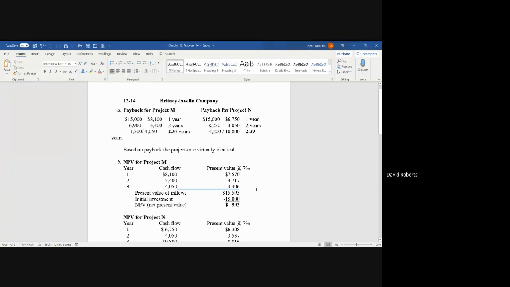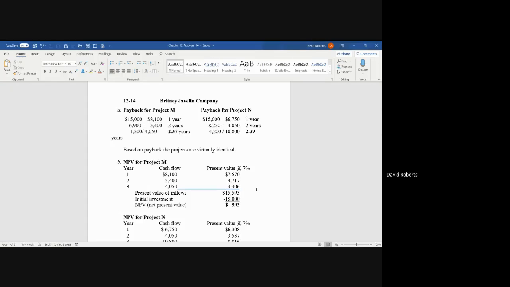In this particular case, in Part A, we're asked to calculate the payback period, which we did in problem 12-11. And as you can see, it's the same kind of process for Part A. You take the initial cash outflow, you then take and subtract the cash inflows until you get a total of $15,000. Now, in this particular case, in Project M, you are, after 2 years, still $1,500 short of the $15,000 initial investment. So you simply take the 1,500 and divide it by the 4,050.